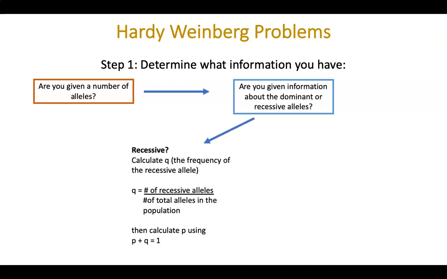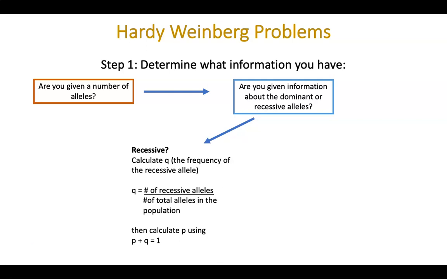Let's say you're given a value for the number of recessive alleles. If you're given a number of alleles, you can directly calculate your P or your Q. So if you're given recessive alleles, you're going to calculate the frequency of a recessive allele. Now calculating a frequency just means you're going to divide the total number of a particular group by the total. So in this case, we would divide the number of recessive alleles that we have in a population by the total number of all alleles in the population for a given trait.